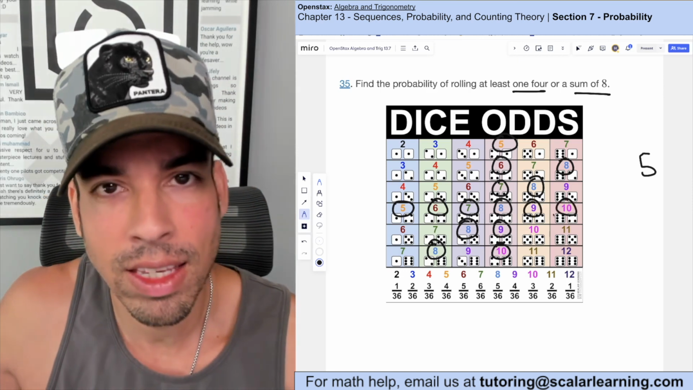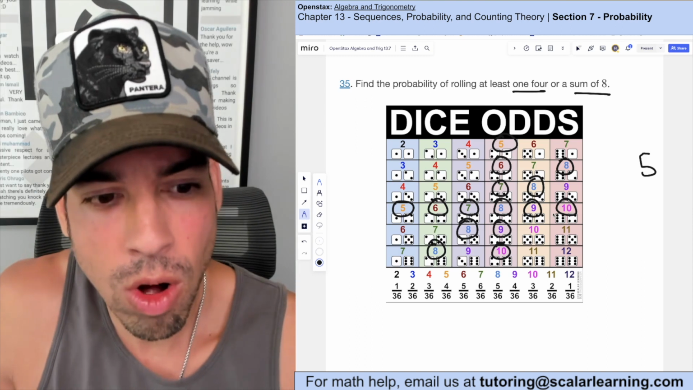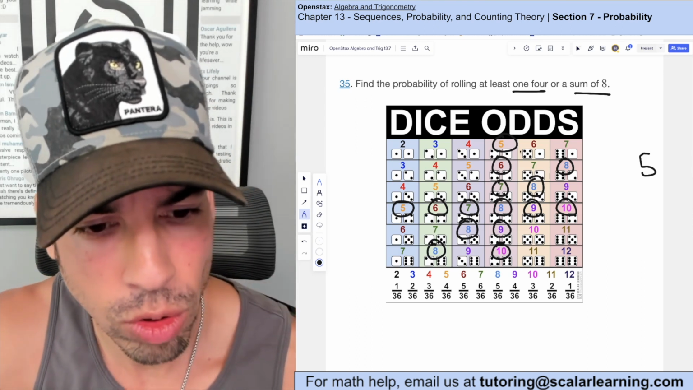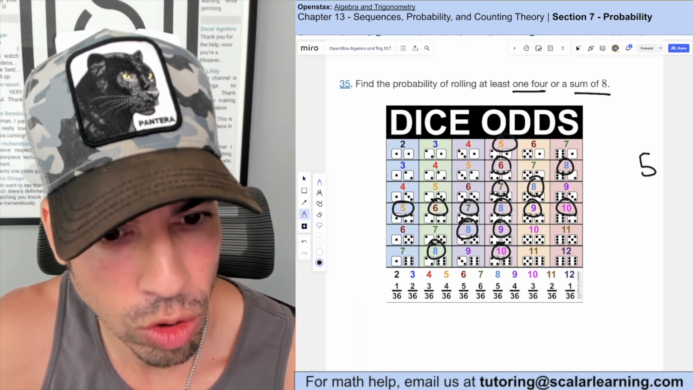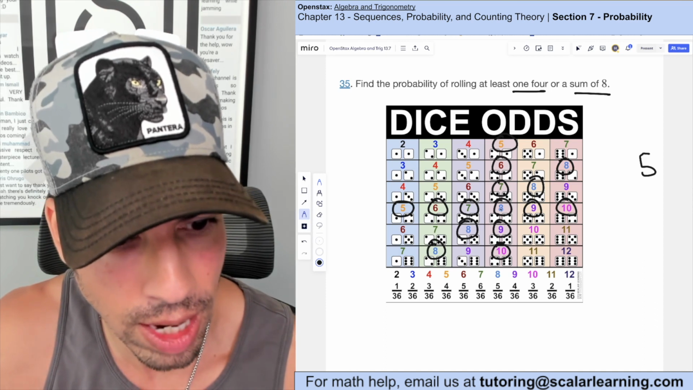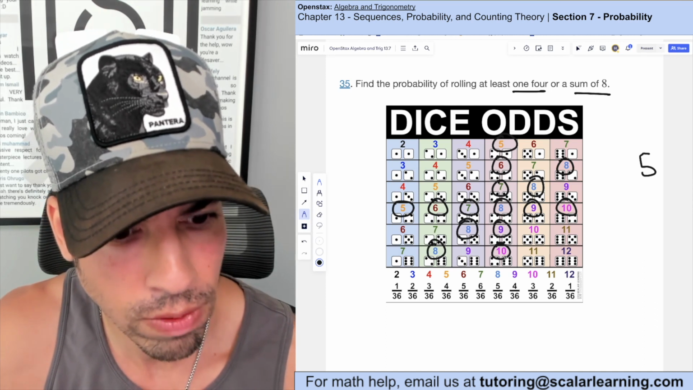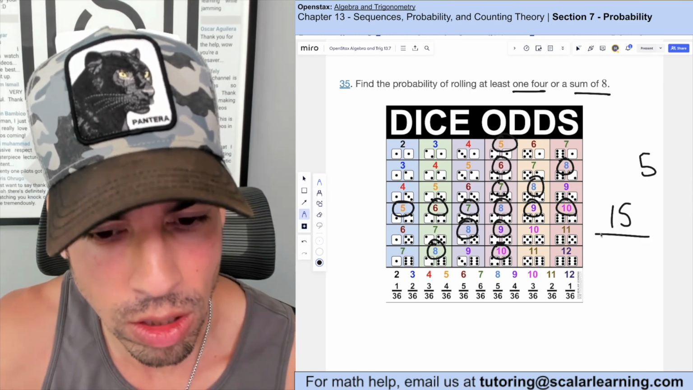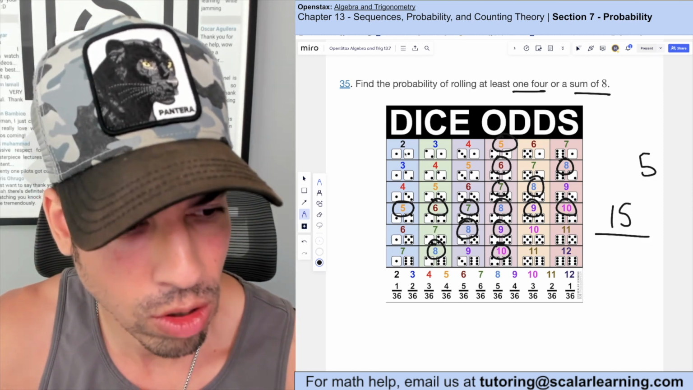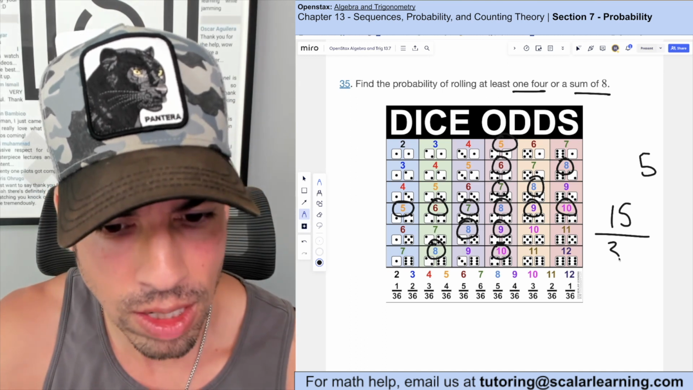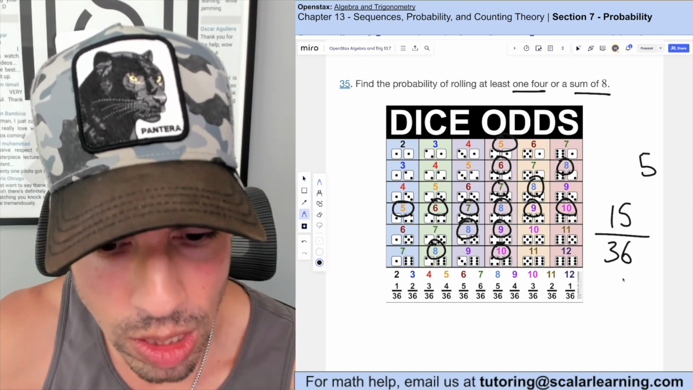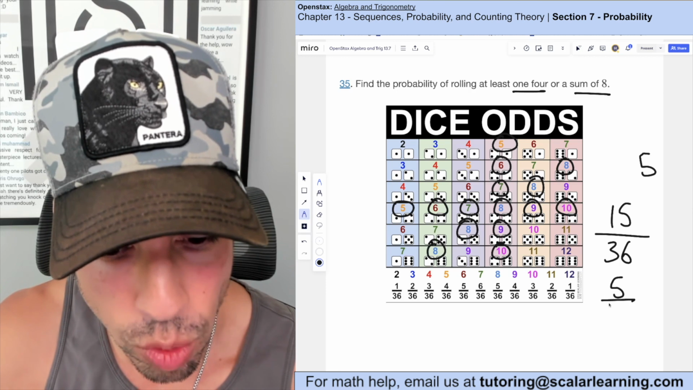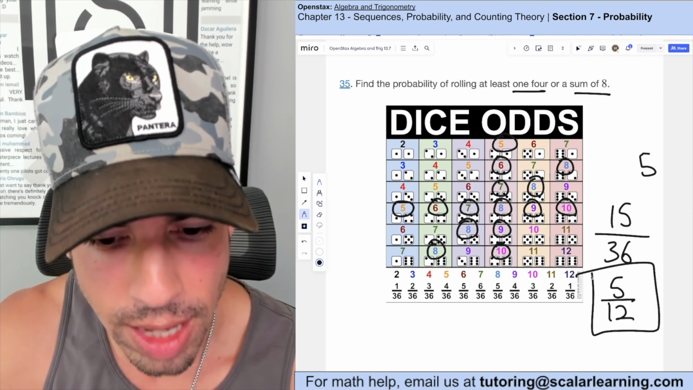So we're taking the union of all of these together that I just circled. Now we have to count these up. We have 1, 2, 3, 4, 5, 6, 7, 8, 9, 10, 11, 12, 13, 14, and 15. So that's 15 out of, as I told you earlier, a total of 36 outcomes, 6 by 6. So 15 out of 36, divide top and bottom by 3. That becomes 5 out of 12. That's the probability. That's how you do it.